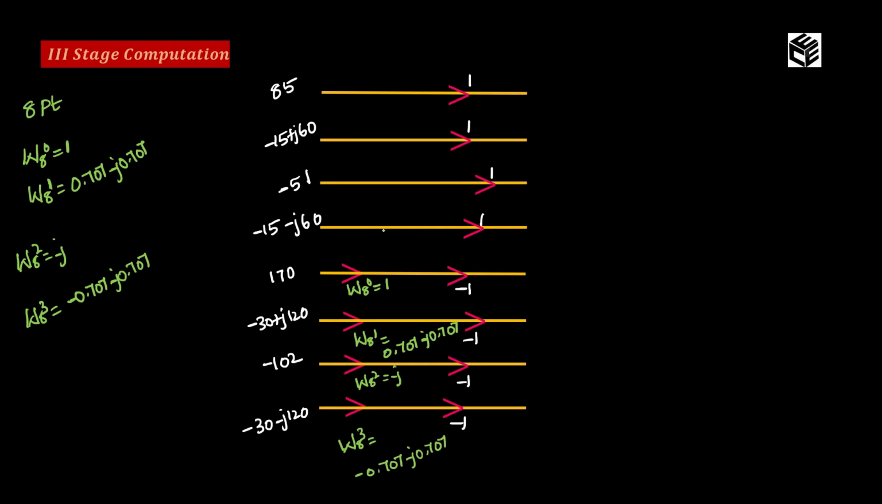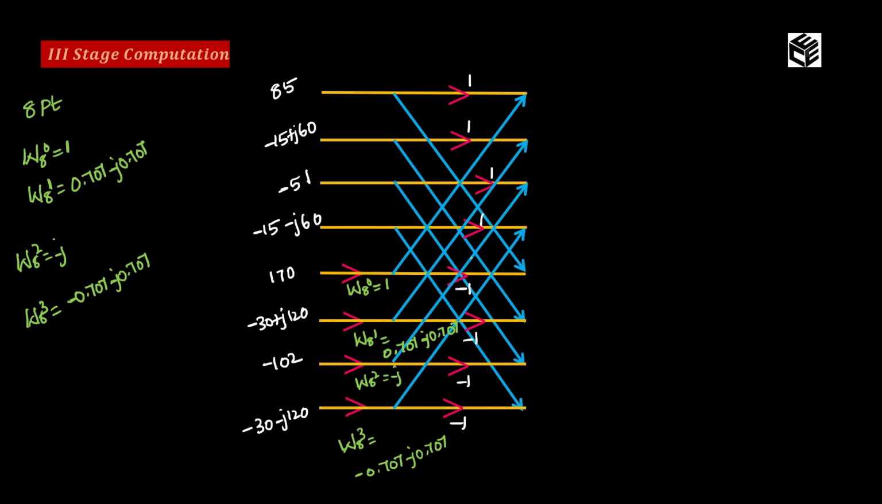Here, the first 4 values will form a set, the next 4 values will form a set. Therefore, I will cross the first set and the second set. So, I will cross lines like this. Okay. Now, I am going to find the outputs. So, the output of the first line is 85 and here it is 170. So, 85 plus 170, which is equal to 255.